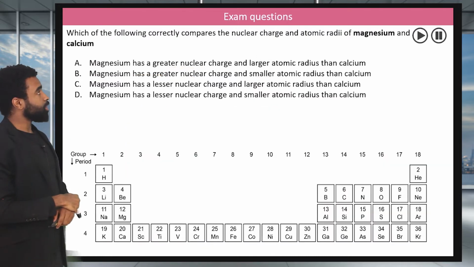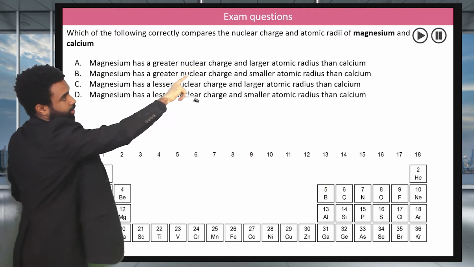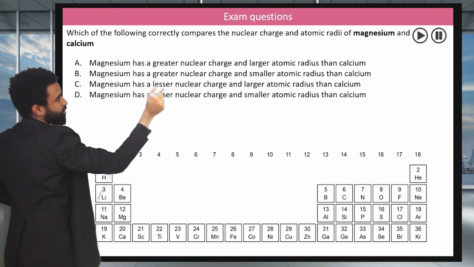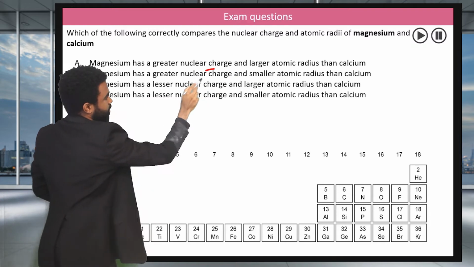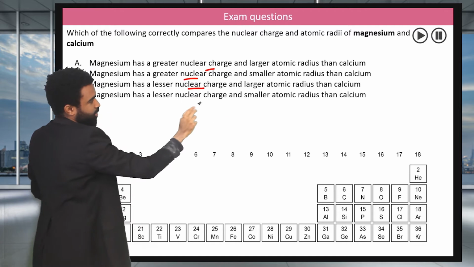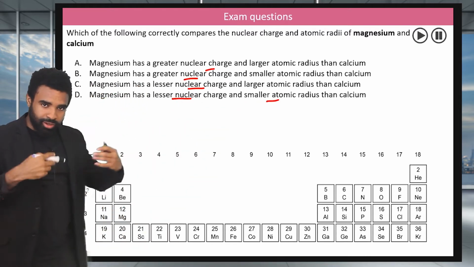Let's look at another one. Similar question, but different elements. Which of these compares the charge and radii of magnesium and calcium? Magnesium has a greater charge and larger radius, greater charge, smaller radius, lesser charge, larger radius, or lesser charge and smaller radius. Again, pause the video and process this.